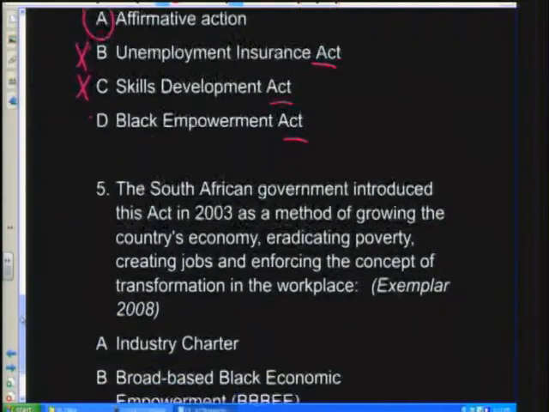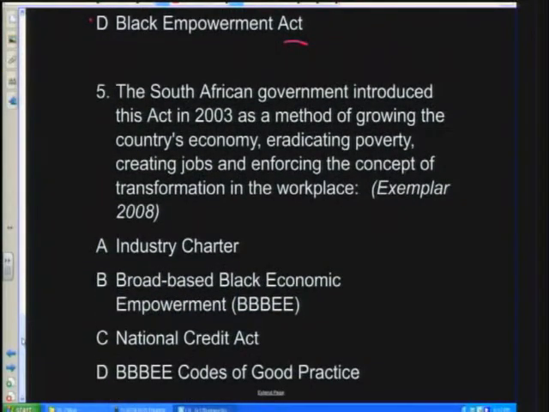Number 5. The South African government introduced this act in 2003. Key word here, guys, this act in 2003 as a method of, look what they're saying here, growing the economy, eradicating poverty, creating jobs, and enforcing the concept of transformation in the workplace. Let's have a look at the options that they give us here.